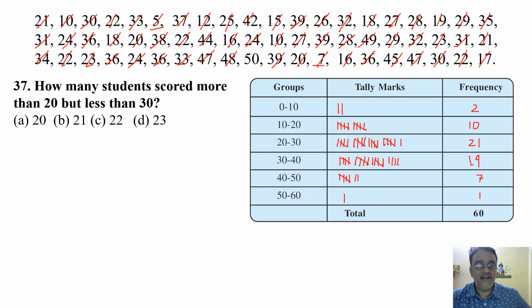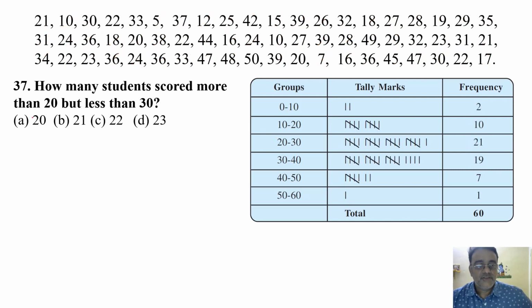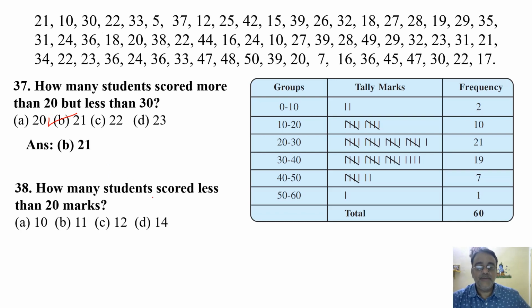Now, more than 20 but less than 30, meaning we have to look at this class. So how many are there? 21. 21, right. So the correct option is B. Next question. How many students scored less than 20 marks? So we have to add these two. 12, right. So the correct option is C.